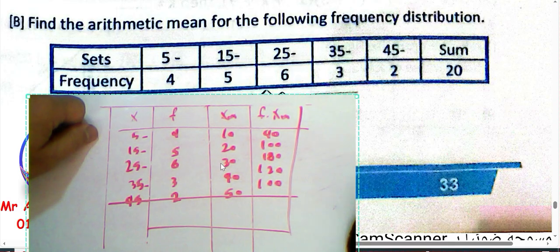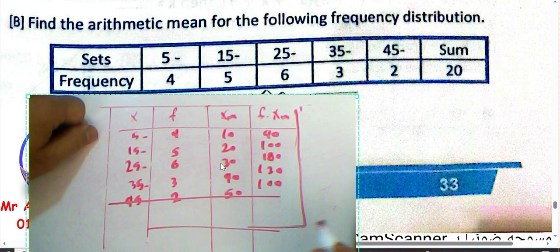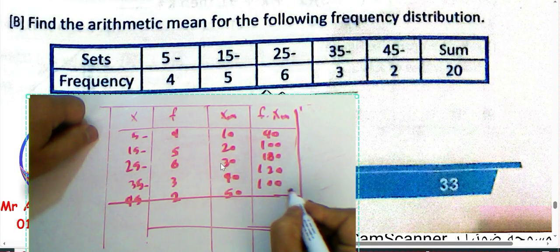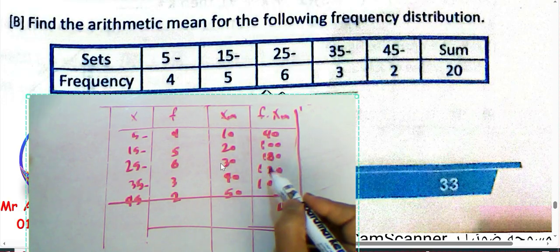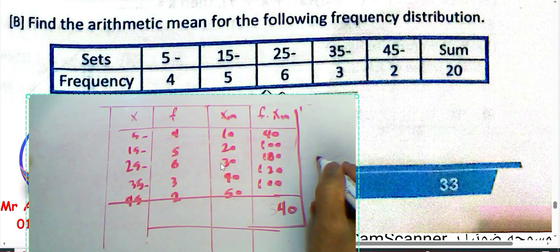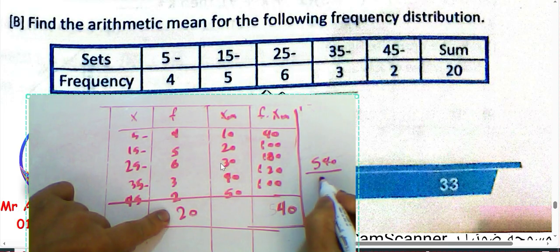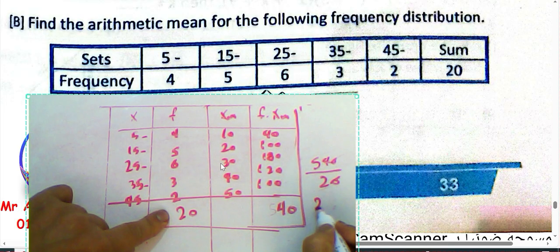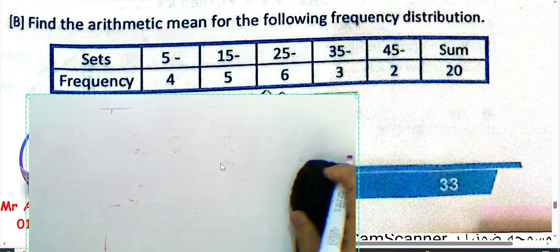We can add them together to find the answer. Write 0; 8 plus 4 is 12, plus 2 is 14, so write 4 and carry 1. 1 plus 1 is 2, 2 plus 1 is 3, 3 plus 1 is 4, 4 plus 1 is 5. So 540. We divide it by the sum of all frequencies. Cancel: 5 divided by 2 equals 2 and remainder 1. 14 divided by 2 equals 7. The arithmetic mean will be 27.